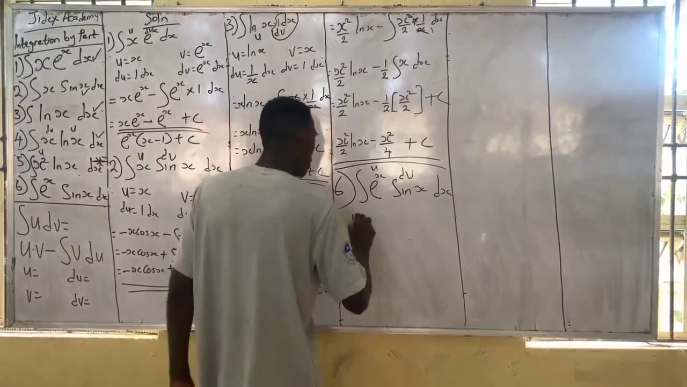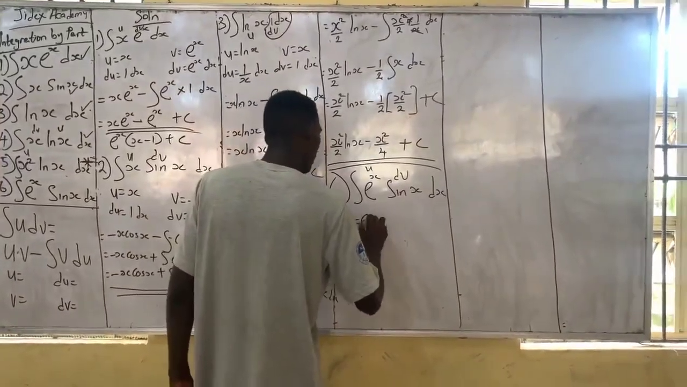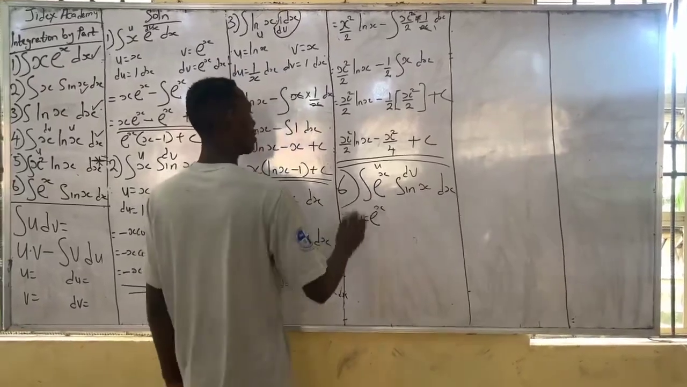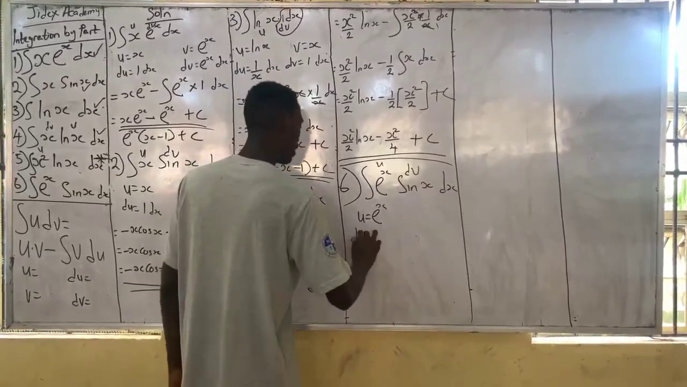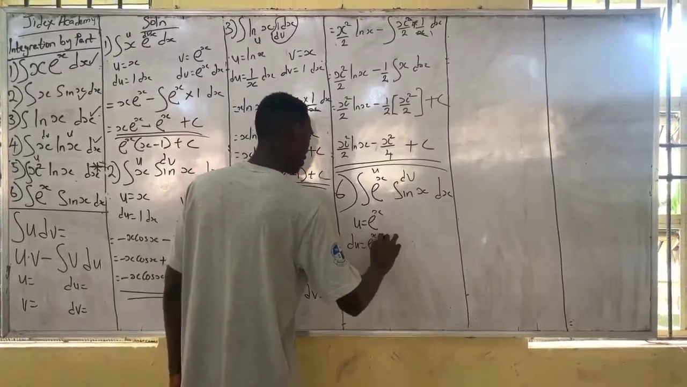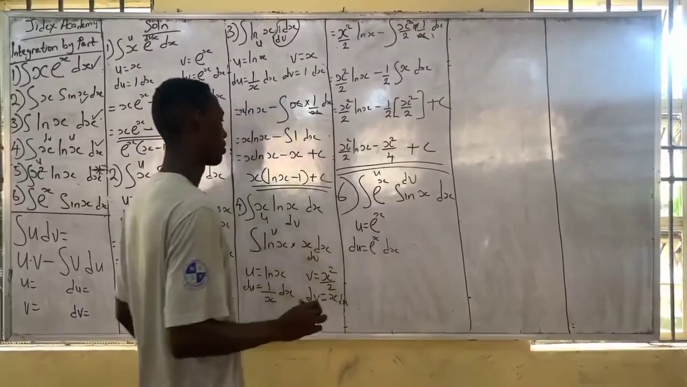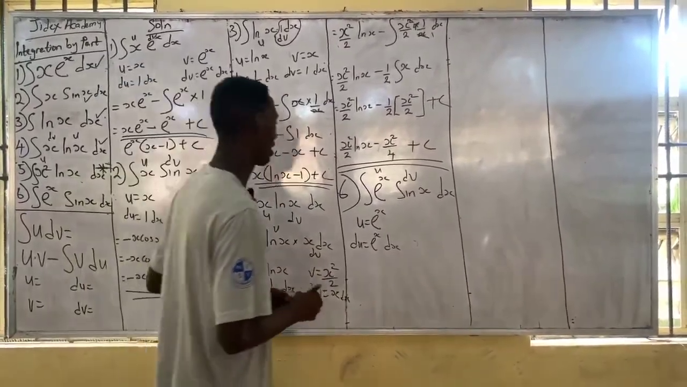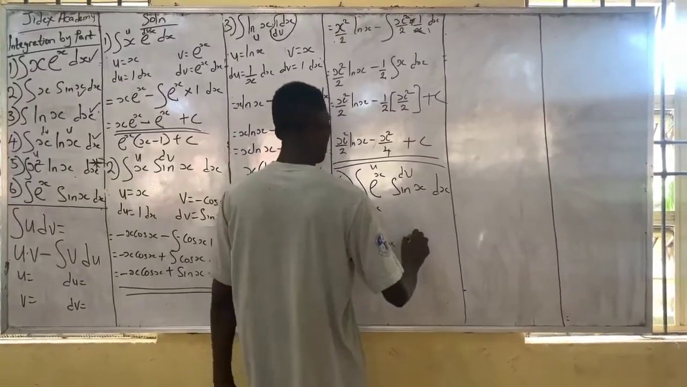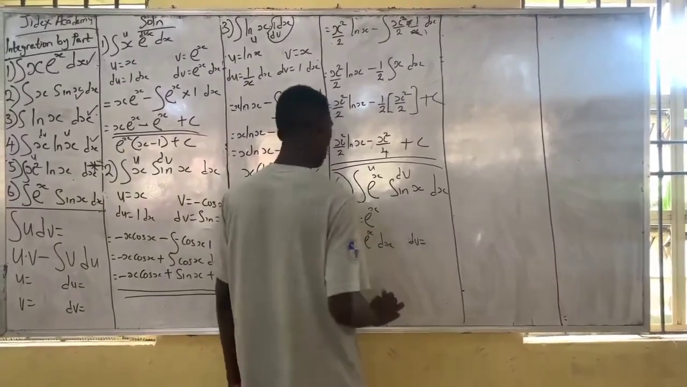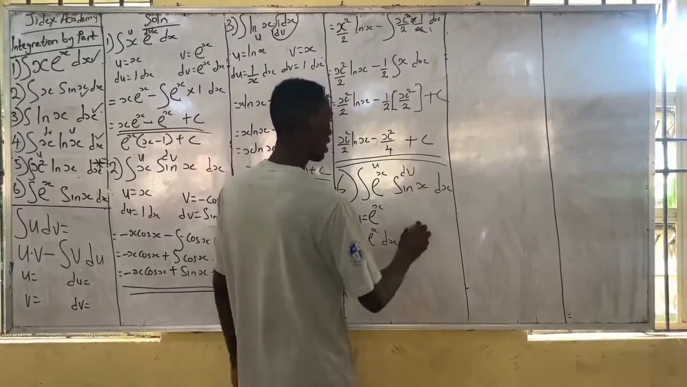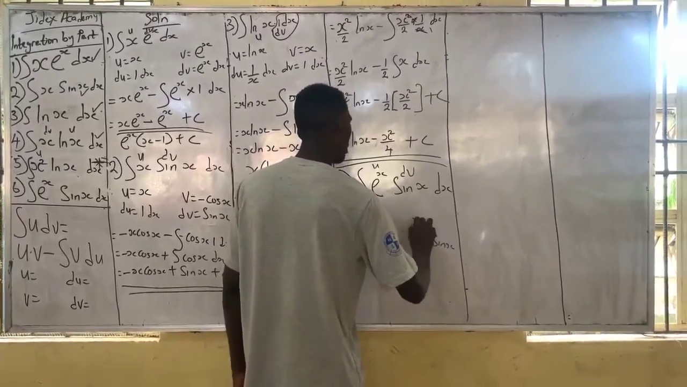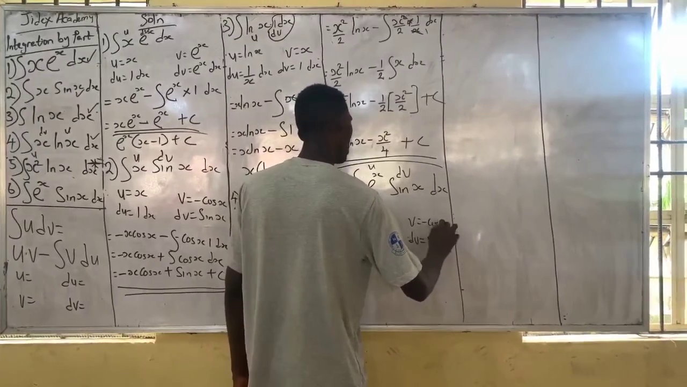So our u is equal to e to the power of x. If this is e to the power of x, our du is equal to e to the power of x dx. Now, if this is our dv, that is sine x, our v will be minus cos x.